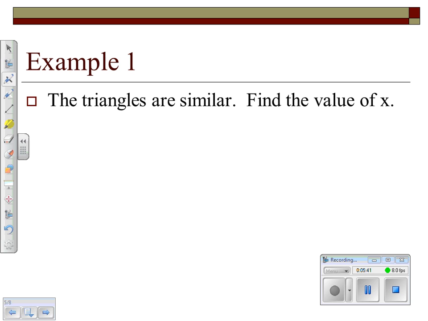So an example of using this, go ahead and draw these two triangles.